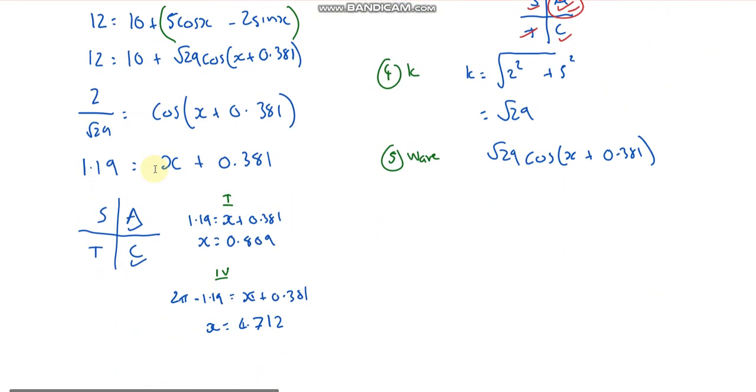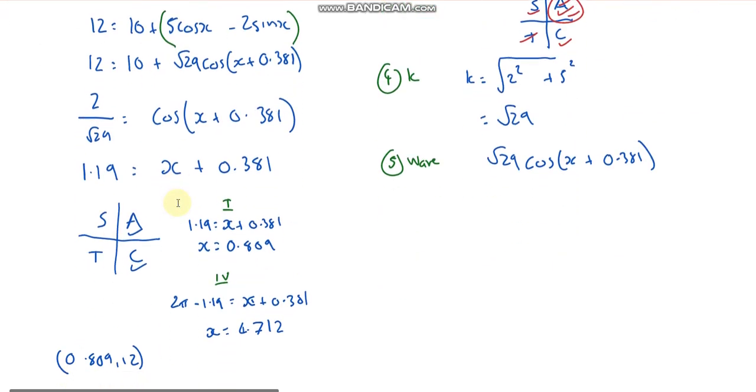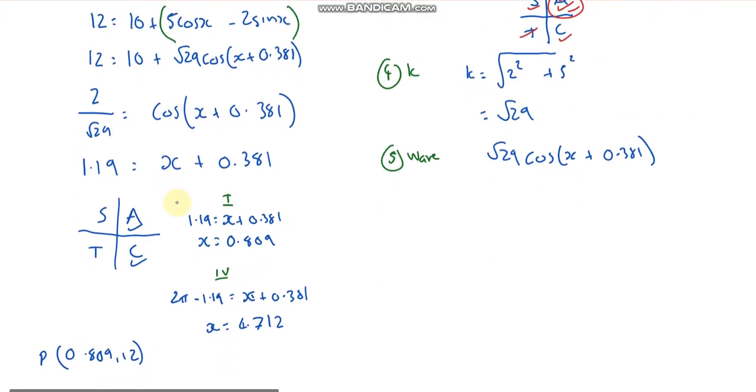And I think I would maybe just write that down as a final answer. Maybe just say then that 0.809, that might be my coordinate P, that's coordinate P, and my coordinate Q is going to occur at 4.712, also at 12.